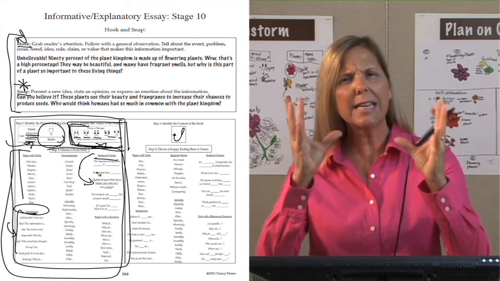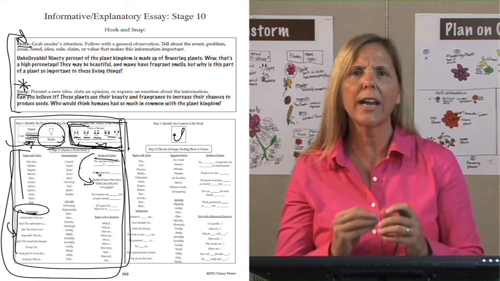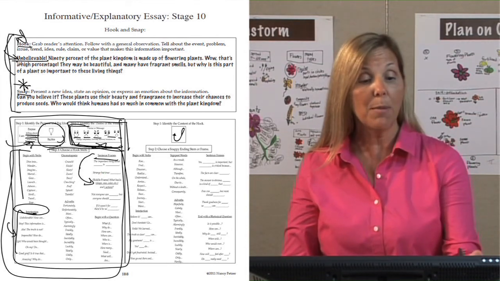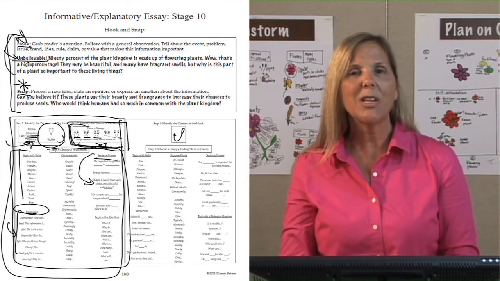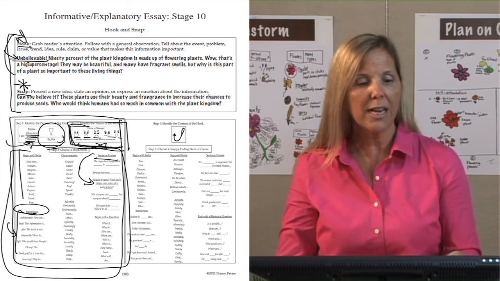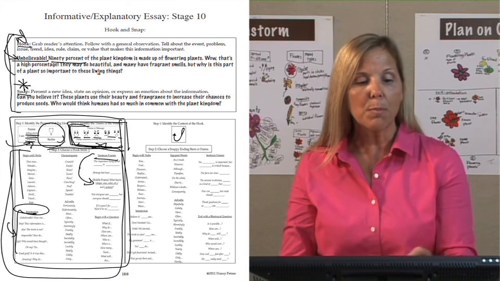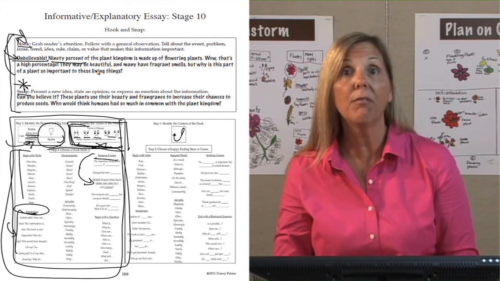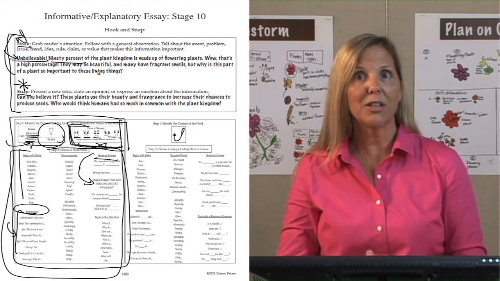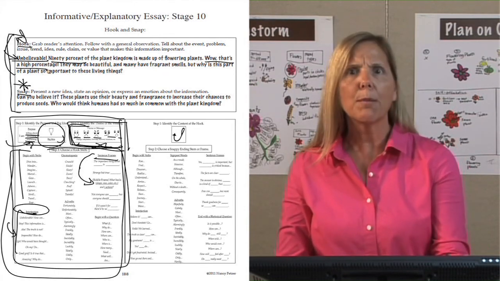So I'm looking at these ideas, I'm using the sentence frames, and I'm trying to come up with a hook. Notice here we used the stem unbelievable. And when we used unbelievable, we wanted to pull our reader in to get more curiosity. So we added 90% of the plant kingdom is made up of flowering plants. We added that statistic to pull in the reader. Wow, that's a high percentage.